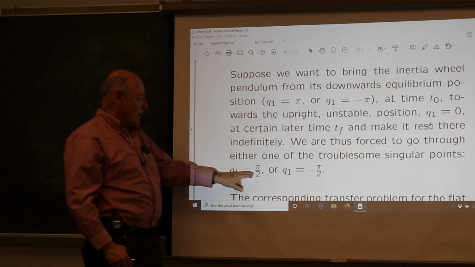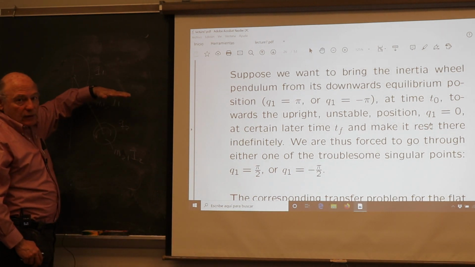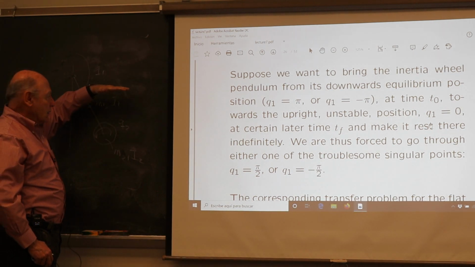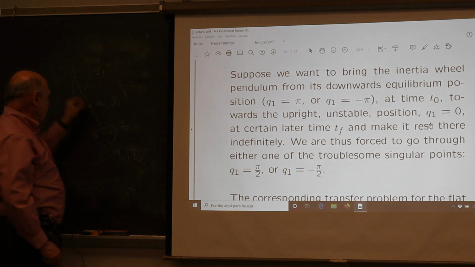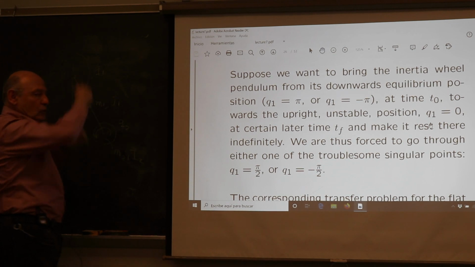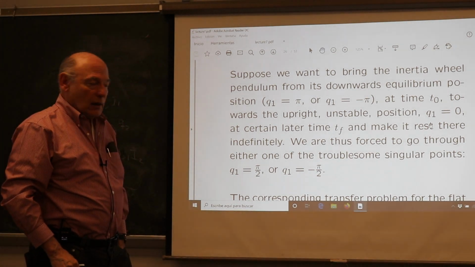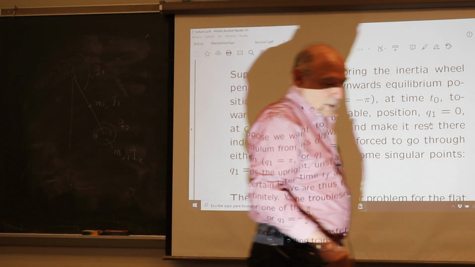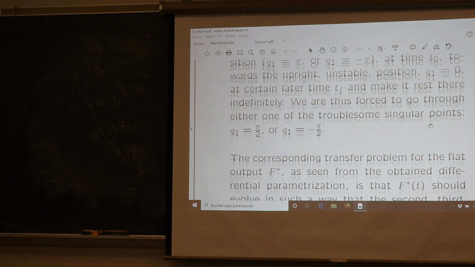But there is a singularity at pi divided by 2. We know that in this position there is a singularity. That's when the flat output, which is an intermediate point between these two angular positions, goes through pi divided by 2, goes through the maximum magnitude, and therefore you will certainly violate that constraint for linearizability.